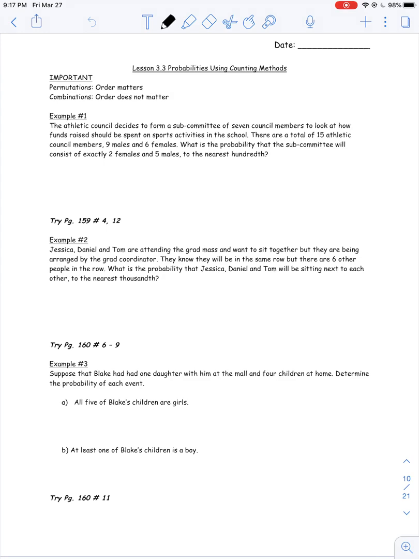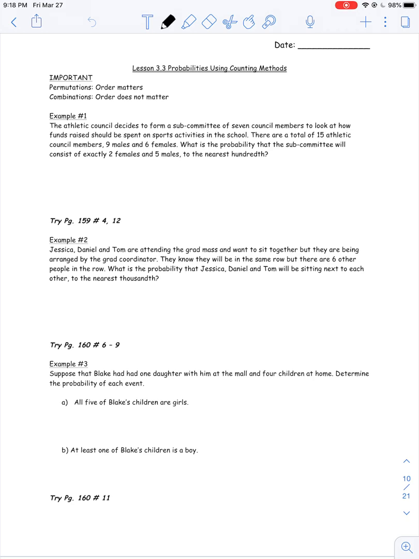Hello, Math 30-2 students. We're looking at lesson 3.3, probabilities using counting methods. So we're going to relate this back to permutation and combination questions. What we want to remember from permutation is order matters. You need to figure out if it's a P for permutation or a C for combination, where order does not matter. So when we read the question, we're going to figure out if it's a permutation or combination first before we continue.